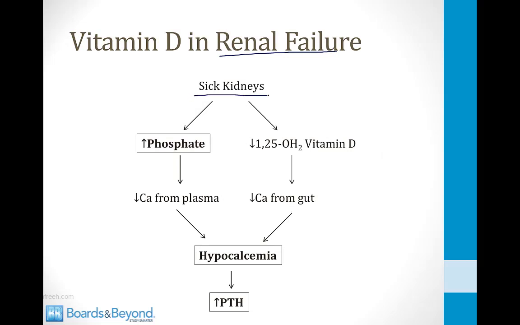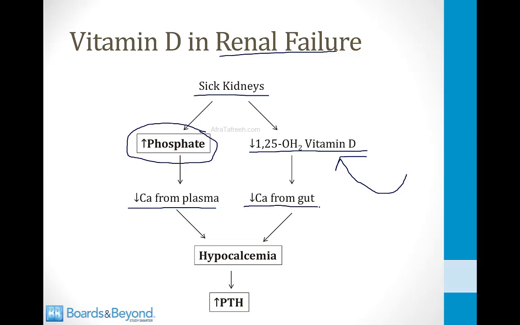Vitamin D plays an important role in renal failure. Patients who have sick kidneys cannot excrete phosphate, so they develop hyperphosphatemia. In addition, they cannot perform the final activation step in vitamin D activation, so they have low levels of the active form of vitamin D. High levels of phosphate in the plasma lead to low calcium in the plasma because phosphate can bind calcium. In addition, because you have low levels of the active form of vitamin D, you decrease the amount of calcium absorbed from the gut. Both of these processes lead to hypocalcemia, and the hypocalcemia stimulates the parathyroid gland, and that leads to elevated levels of PTH. And all of these are classic findings in patients who have renal failure.